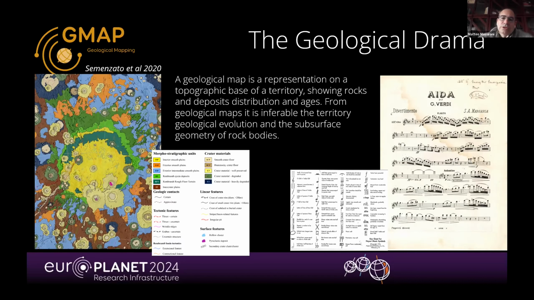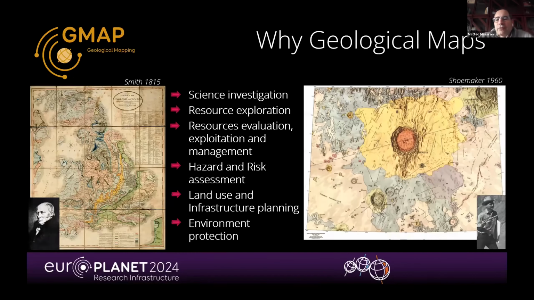The importance of the geological map was immediate since the beginning. The modern geological map was produced by Smith in 1815 with this England and Wales geological map that you see to the left. And the first planetary geological map is the one to the right that was produced by Schumacher in 1960 in preparation of the Apollo landing. And it was produced by looking with telescopes. The importance of both of them is the same.